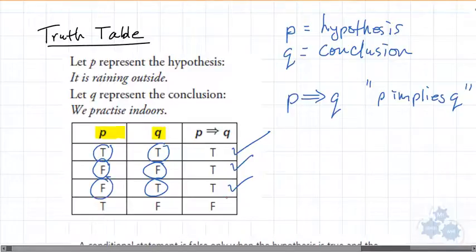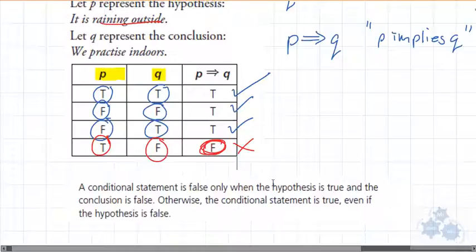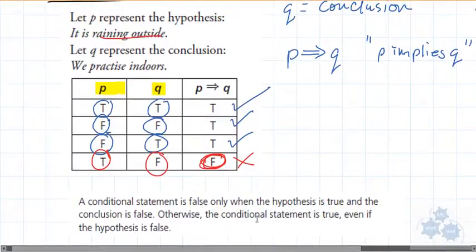The only one that's false, and this is really all you have to remember when evaluating a statement: if the hypothesis is true, but the conclusion is false, that's when the statement is false. So if you examine your truth table, think about the hypothesis, is it true? Yes. Is the conclusion true? Yes. Okay, so it's true. The only way that the conditional statement would be false is when the hypothesis is true and the conclusion is false. Otherwise, the conditional statement is true all the time. So this is important for you to remember. It's false only when the hypothesis is true and the conclusion is false.